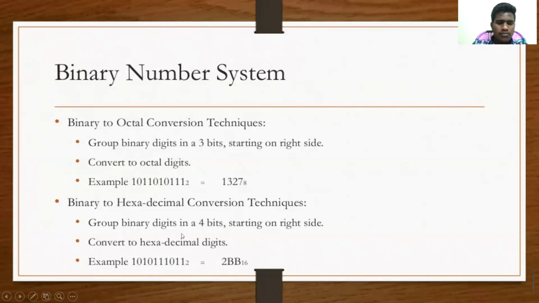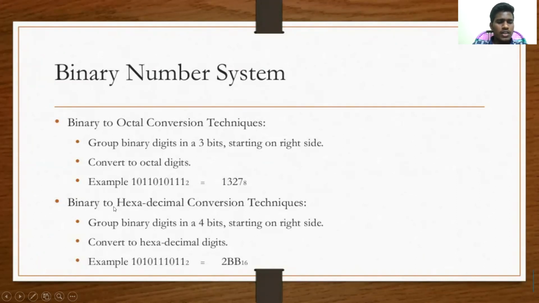What is meant by B? After 9 we have alphabets, starting with 10. 10 means A, 11 means B. Here you can see 1011 means 11, and 11 represents B in hexadecimal. Here also you can see 1011, again 11, it is B. And here 0010 means the value is 2. So in order to convert binary to hexadecimal, we have to divide it into 4 bits, and we can easily convert binary to hexadecimal.